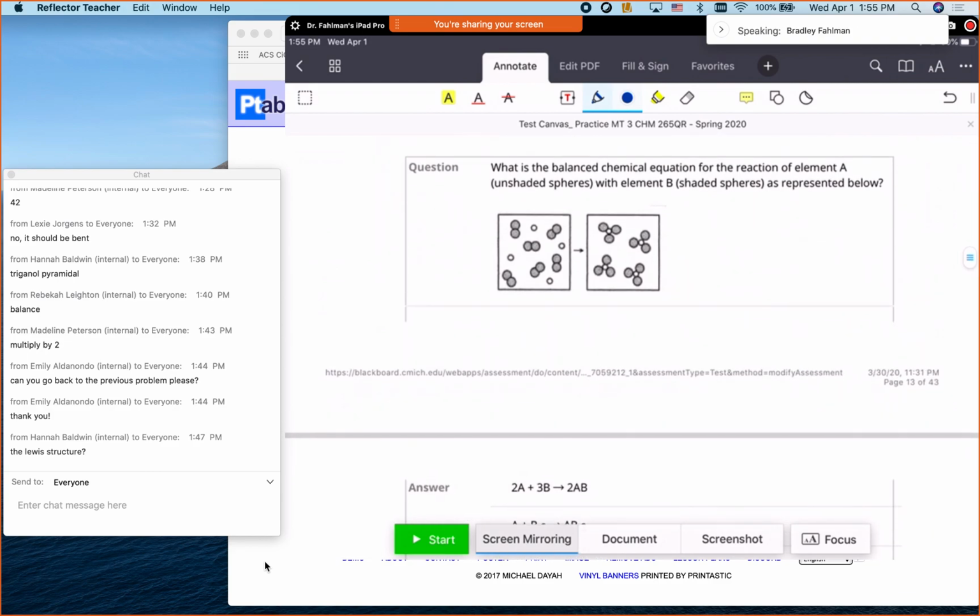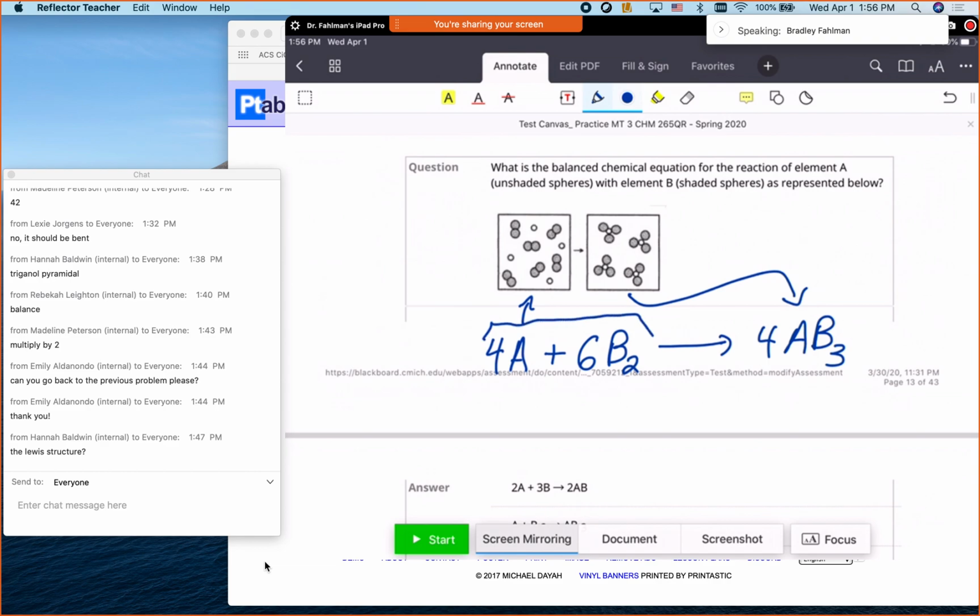This one is the balanced chemical equation. A is unshaded and B is shaded. I would just write out all the molecules you see here. So let's do A is unshaded. We've got 4 A reacting with 1, 2, 3, 4, 5, 6 B2s, and then you're going to have 4 AB3 molecules. Does that make sense based on what is present in the boxes?